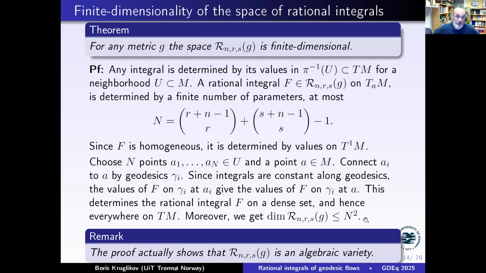But it gives finite-dimensionality. But even for a flat metric, that's too big a bound. However, the proof actually shows that this finite-dimensional thing is not only a manifold, but actually an algebraic variety, which is useful in other arguments.